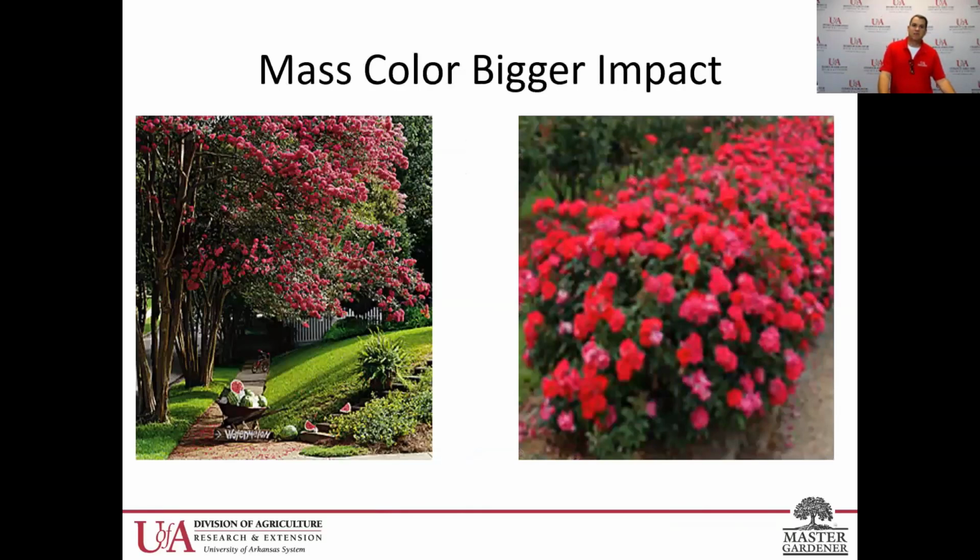Remember, mass color makes a bigger impact. And if you're planting 3s and 5s, try to plant those 3 to 5 of the same color, because you're going to get that wow factor in that landscape. This is actually a watermelon red crepe myrtle. You can imagine, look how beautiful that is with all of these bordering it. It's prettier to have that same color than it would be to have one watermelon red, then a white, then maybe a pink. This way, you're getting that mass color. This way, it's making a bigger impact.